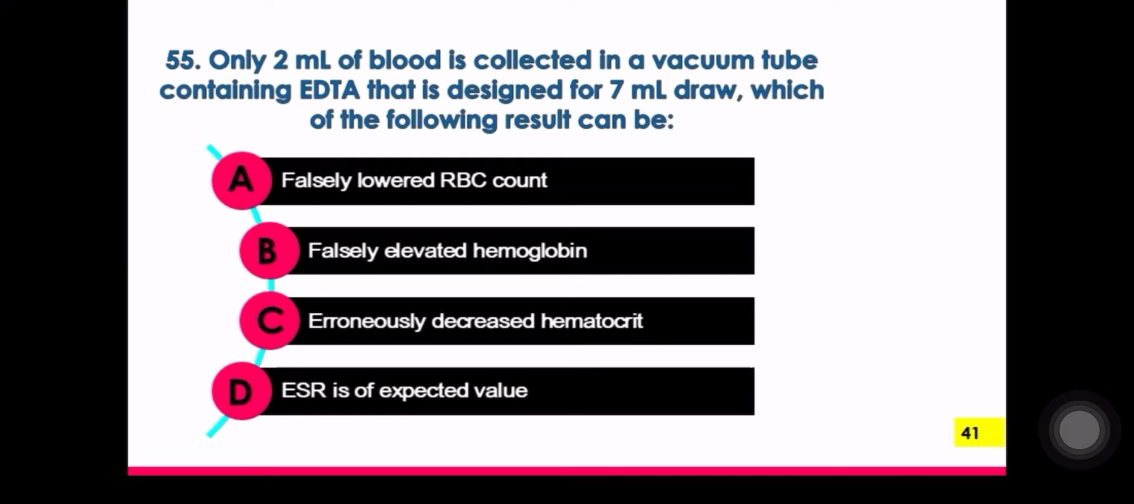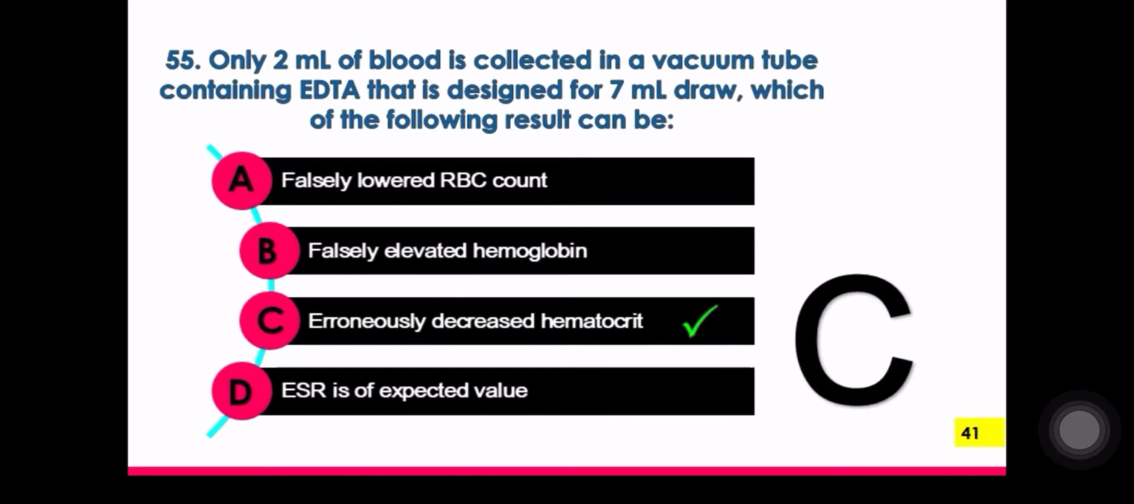Correct answer po ay letter C, erroneously decreased hematocrit. Since excessive anticoagulant causes shrinkage of red cells, the ESR and the hematocrit are affected. Again, pag may over anticoagulation po, affected ang ESR at ang hematocrit, pero yung number ng RBCs or yung dami niya is not altered, pati yung hemoglobin na rin.